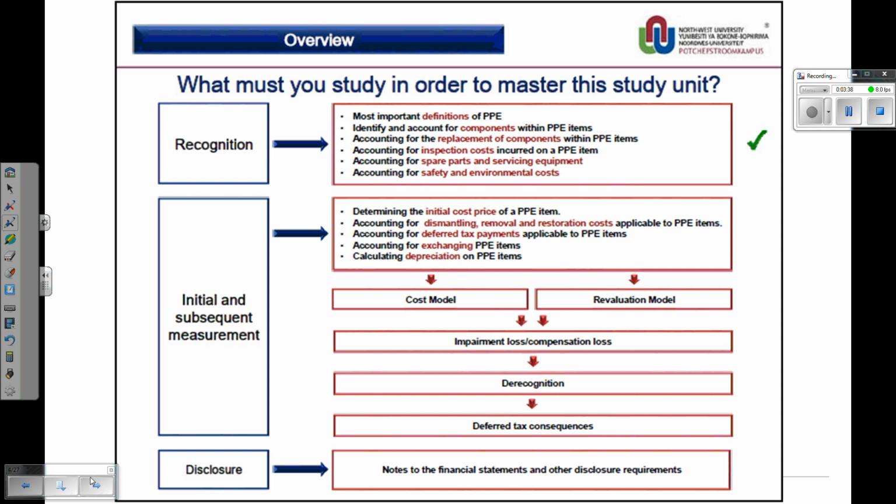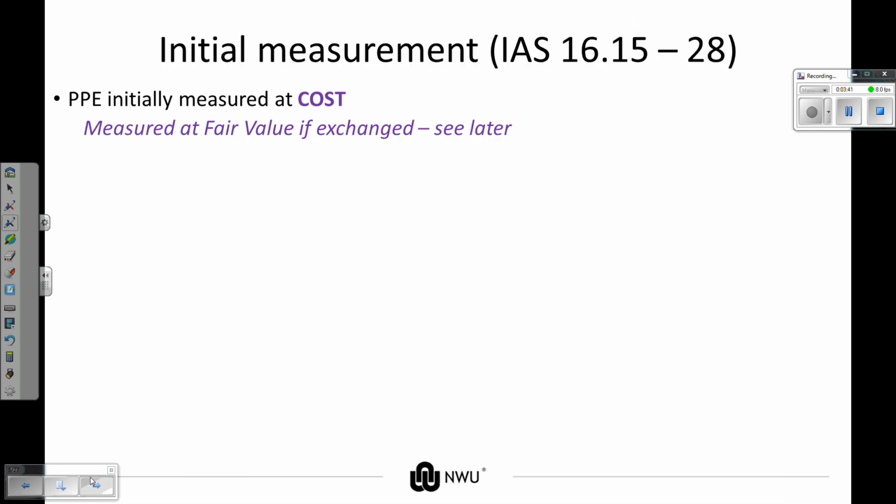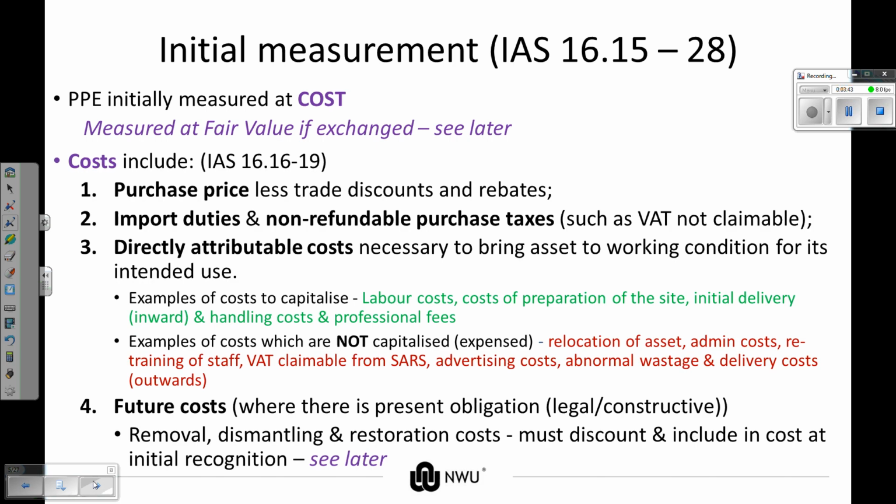So we've looked at the recognition. Let's look at the initial measurement. So we know now when we can recognize an asset as PPE. Now we want to know at what amount. So it will be measured at cost, only at fair value if it is exchanged. We will look at that a bit later.